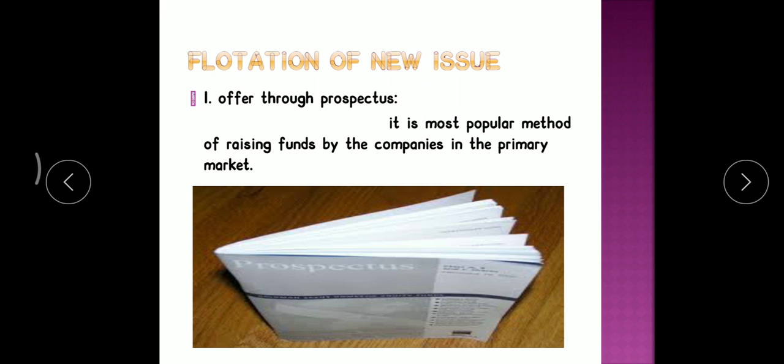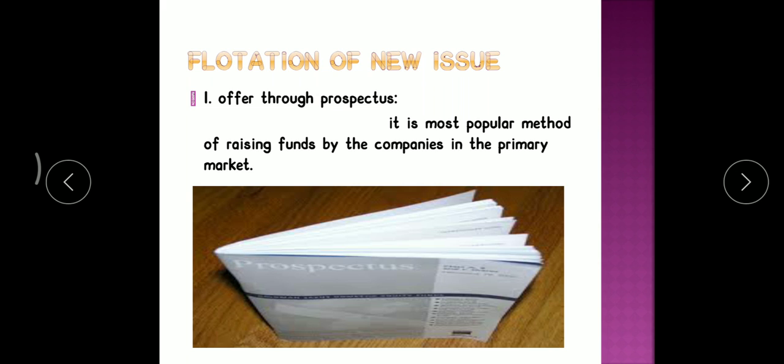For the flotation of new issues we have 5 different methods. The first, and a very popular one, is offer through prospectus. Let me first tell you what a prospectus is. You have already studied it in your first PUC. A prospectus is like a circular, a notification issued by a company to the public for subscription.